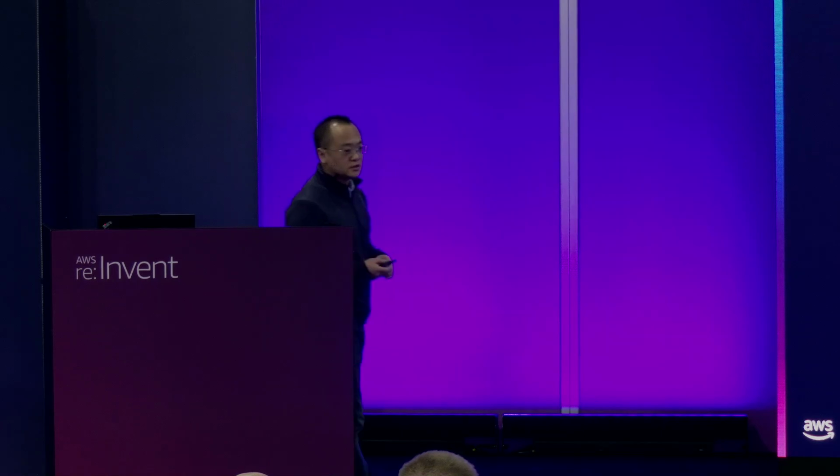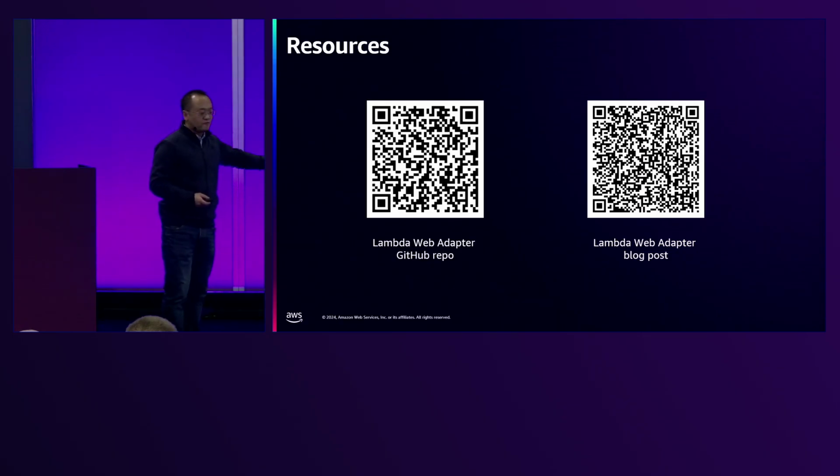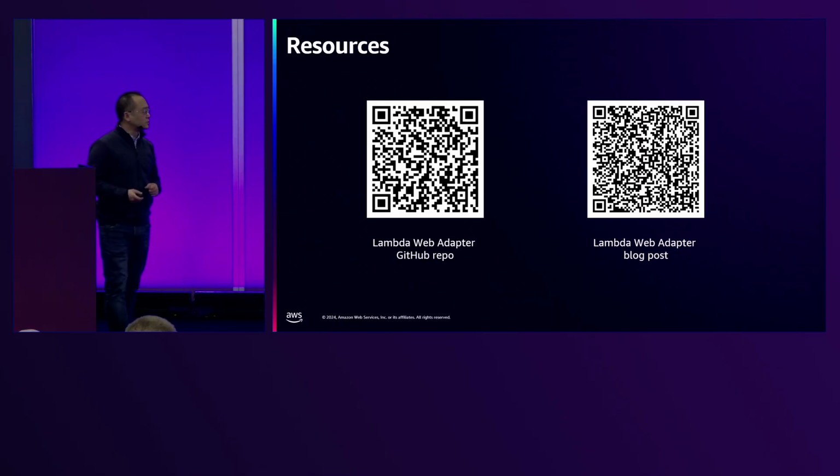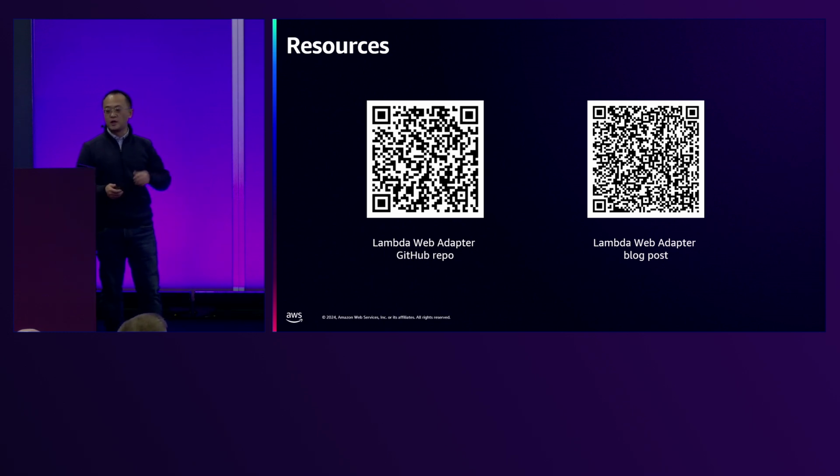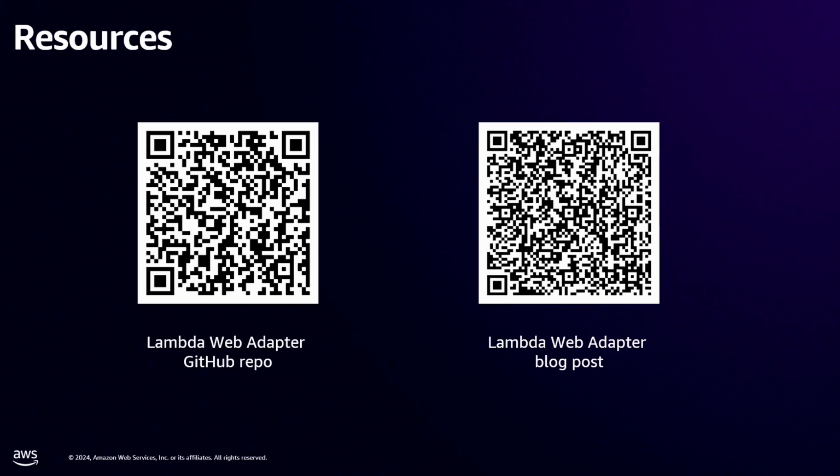Okay, one more slide, I'll give you some resources. The first one is Lambda Web Adapter's GitHub repo. There are a lot of examples you can go through. And on the right is a blog post that talks about exactly the same architecture in the AWS Compute blog.